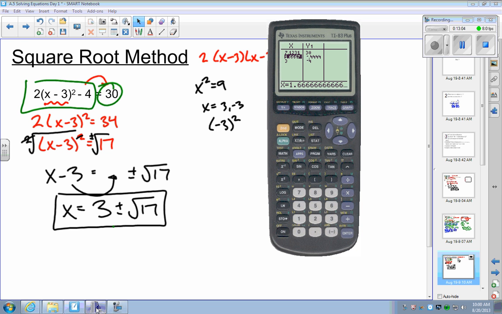Okay, so this side, when you plug in one of these numbers, equals this side. Now, when you plug in the same thing with the minus, we're going to get the same answer of a 30 as well. So again, we can check our solutions always. So there's your square root method.